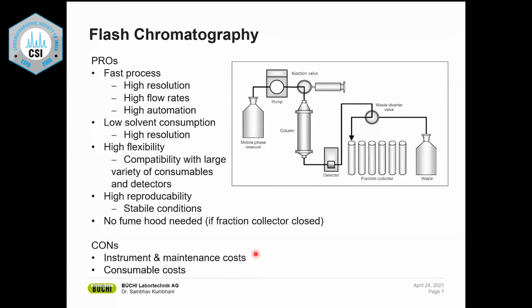So over the long term, a flash instrument is like a one-time investment, and if you do that, it'll always be advantageous for you. And yes, the con is there is a one-time investment of the instrument and maintenance, and then in terms of consumable cost, yes, you will have to keep buying the cartridges or columns as and when you use them. But if you are doing C18, then you can use the same column for over 1,000 runs with no issues. So it depends on how you do your separation.